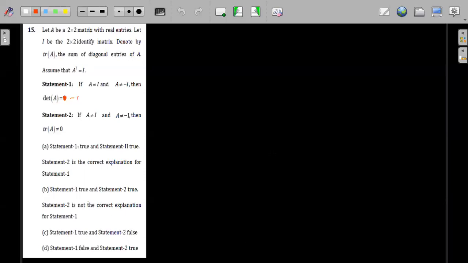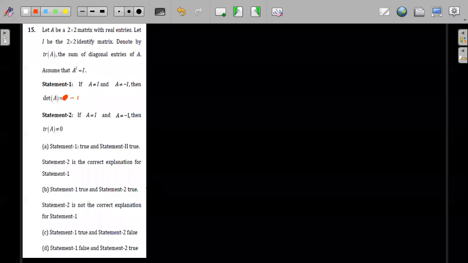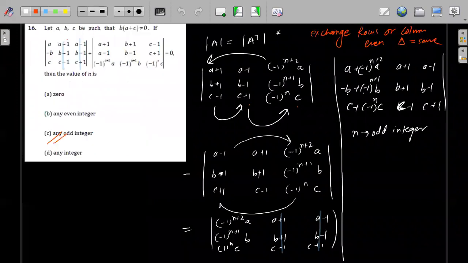Next, solve this one. There was a mistake in the question. I checked it. This should be minus 1. One of the students asked, so then I checked. This is determinant of A is equal to minus 1. Last part. Okay, the last part is, see, this column and this column are exactly the same as this column.